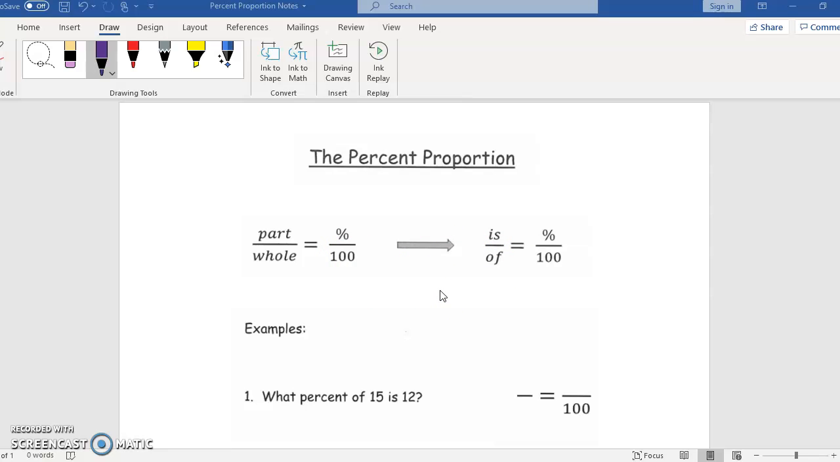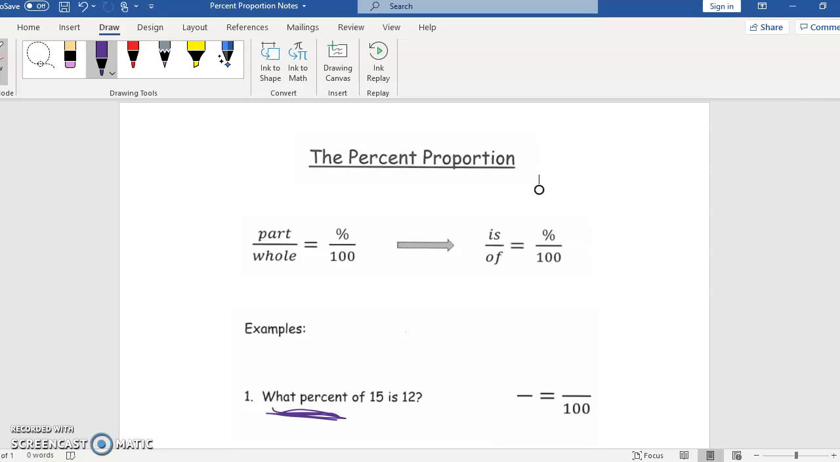So let's do a couple, and I think once we do a couple, hopefully it will make a little bit more sense rather than me just talking about it. If we look at example number 1, what percent of 15 is 12? Okay, so we're going to break this question down into 3 parts. The first part is what percent? We don't know, it doesn't tell us what percent. That's what we're looking for. If there was a percent, we would have a number in that question with the percent sign after it. So we don't know that.